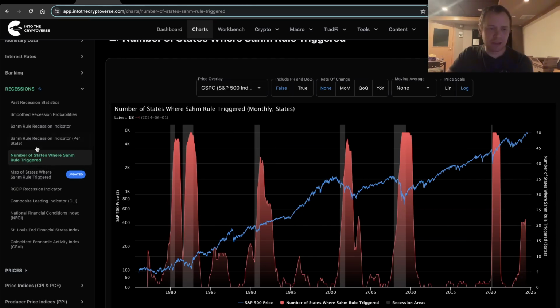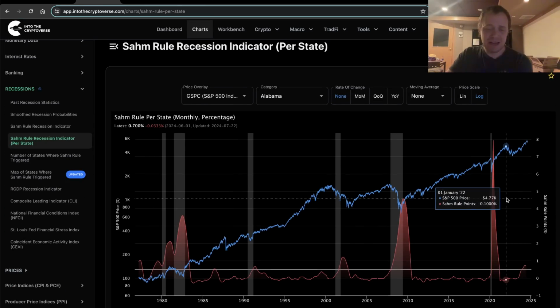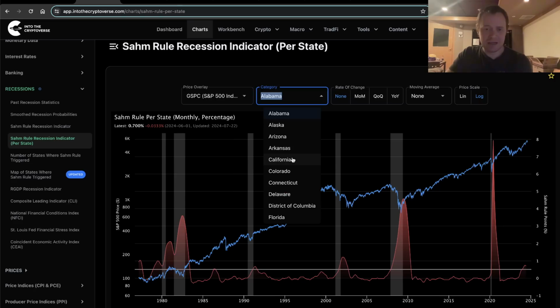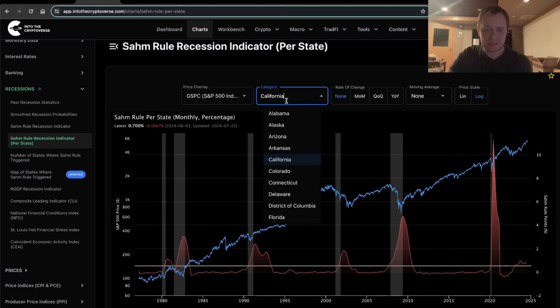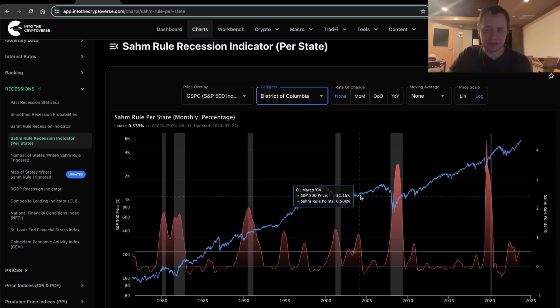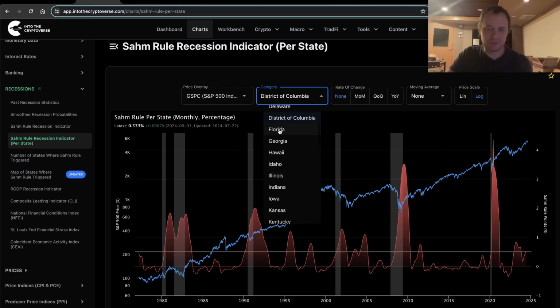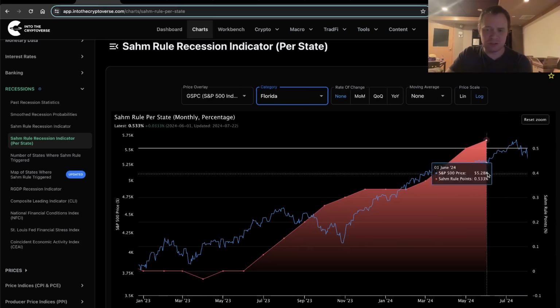And you can actually go look at it at a state level, right? This is the Sahm Rule recession indicator at a state level. And you can see that in some states it has triggered, right? Here's Alabama. It triggered. California is triggered, right? It's above that level. If you were to look at the District of Columbia, it just re-triggered after untriggering for a while. Florida is an interesting one to follow. I guess it just triggered, right?